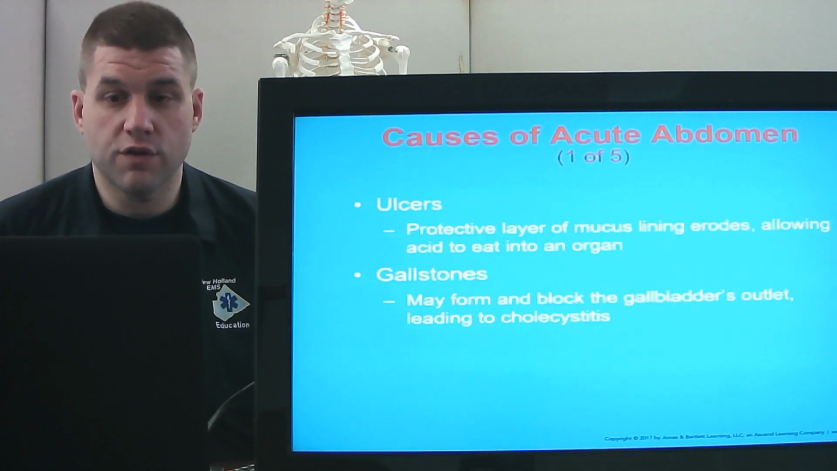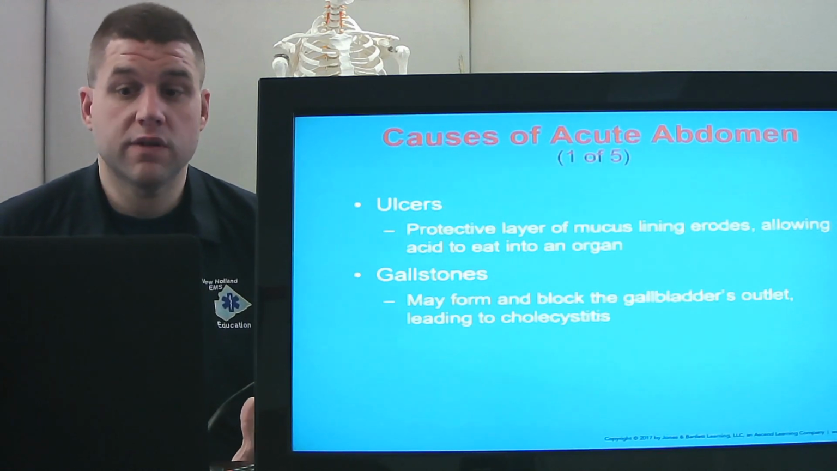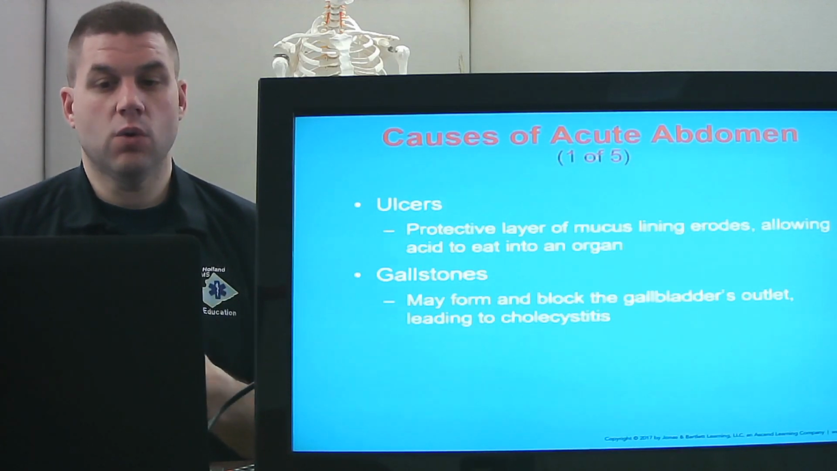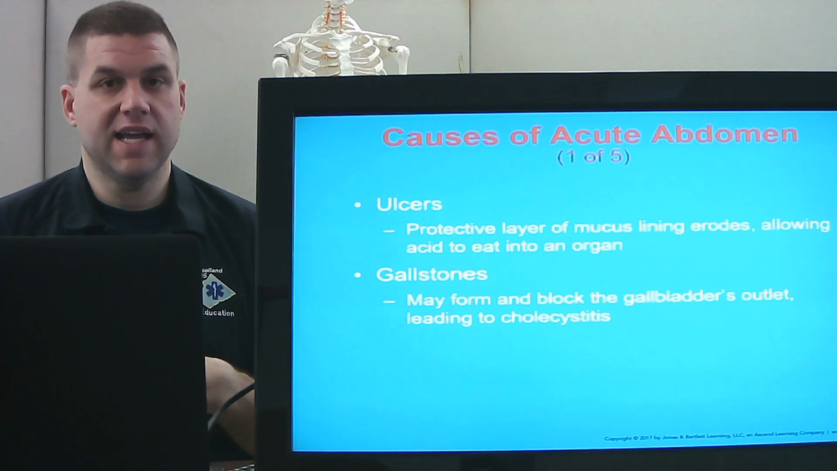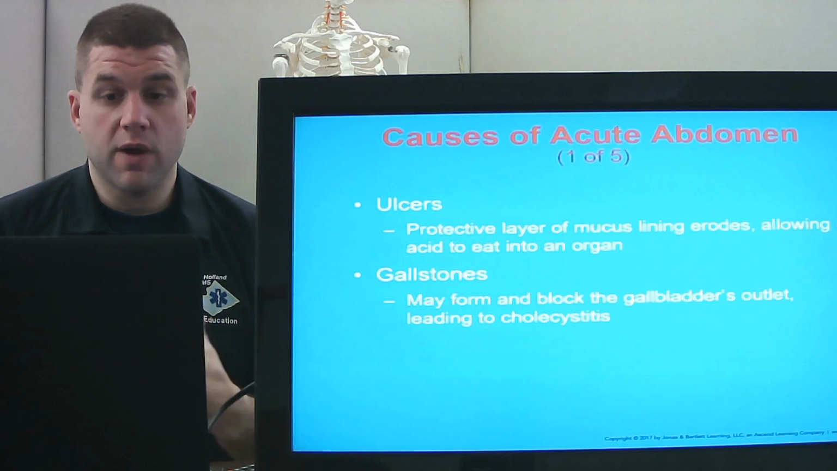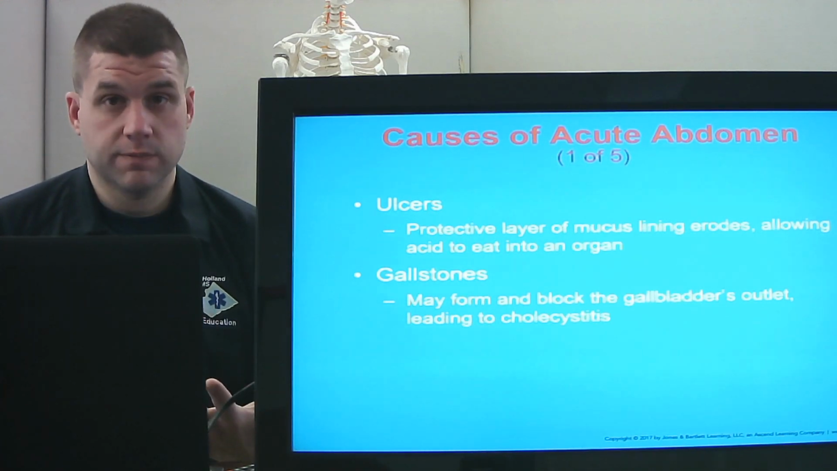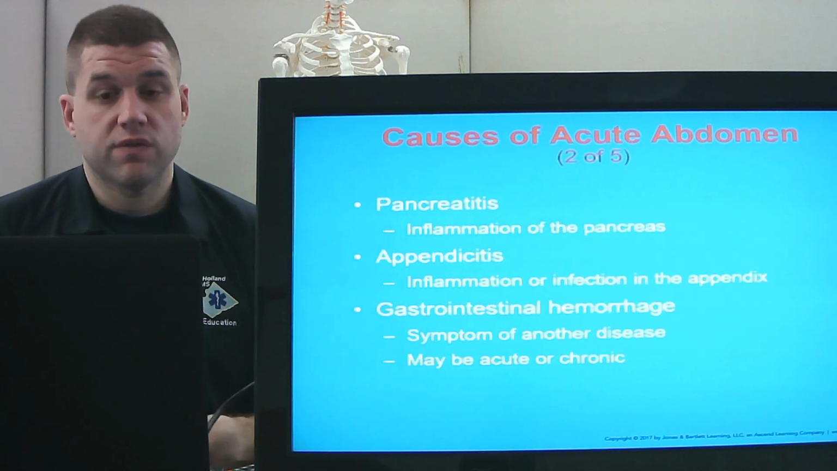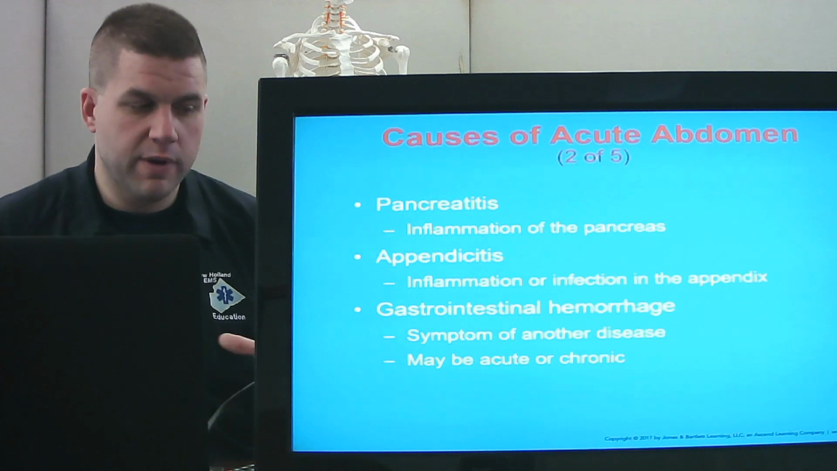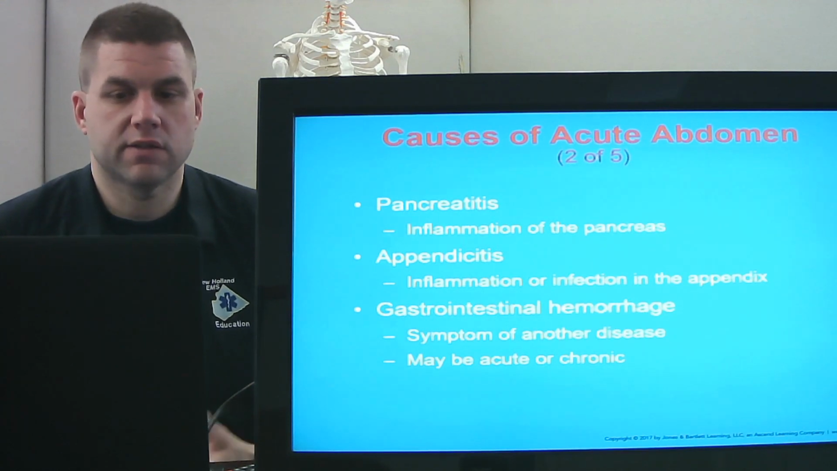So what are some causes of acute abdominal pain? Ulcers. The protective layer of the mucus lining erodes, and that allows the acid to eat into the organ, right? So stomach acid is starting to eat into the stomach muscle, and it is causing acute abdominal pain. Gallstones may form and block the gallbladder's outlet. That leads to cholecystitis. Pancreatitis is an inflammation of the pancreas. Remember, anytime you see itis, we're talking about inflammation of. Appendicitis, inflammation of the appendix.